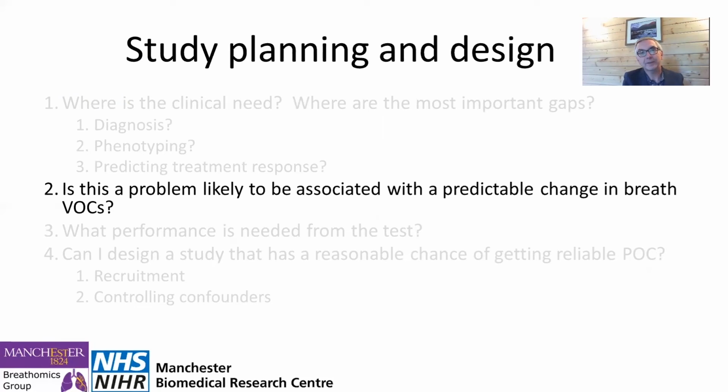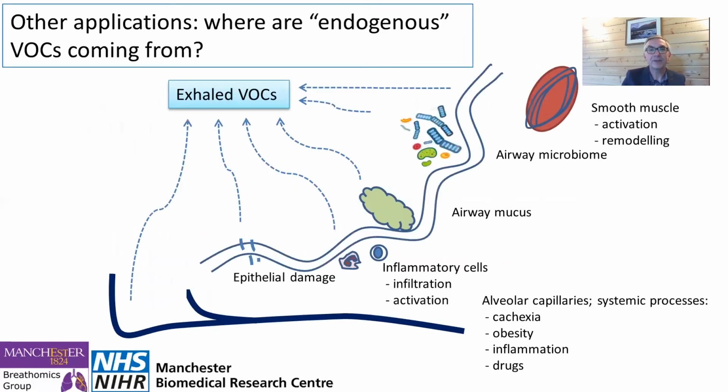Next, I'd like to just propose that if we're going to be looking for some breath markers, we need to think about the hypothesis. Is the change in airway metabolism or airway dynamics likely to be associated with a predictable change in breath volatiles? I mentioned in COPD that this may not be the case when you're just talking about airway caliber. This figure here just shows lots of potential sources of volatiles. And if we're looking in the breath, we need to think where these are coming from.